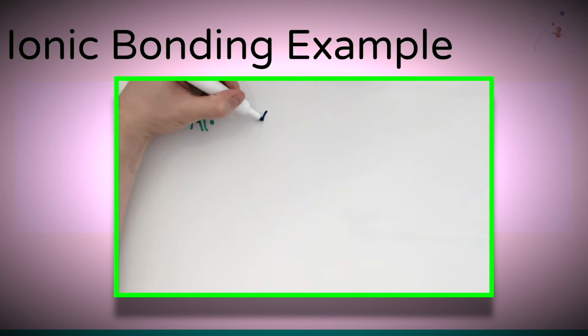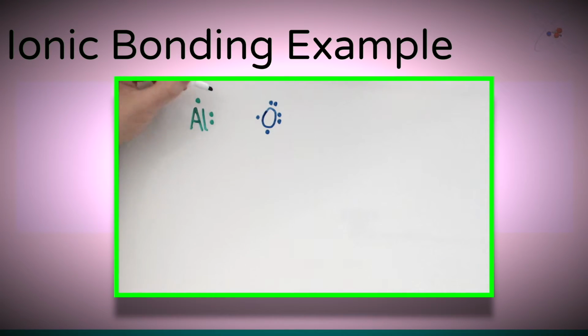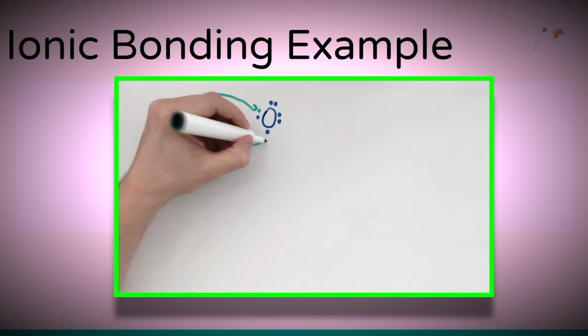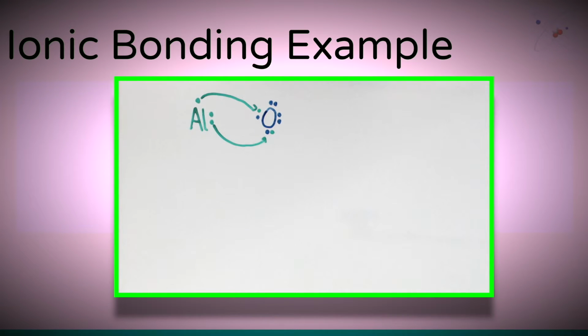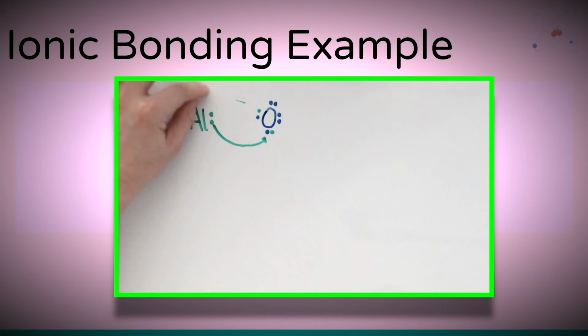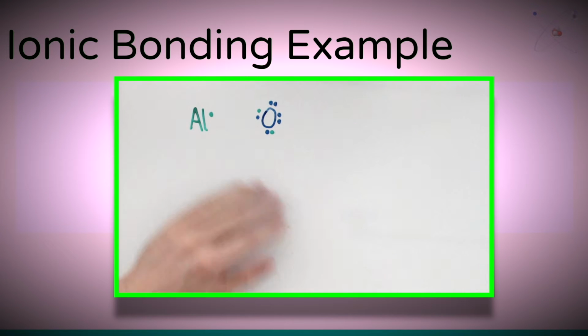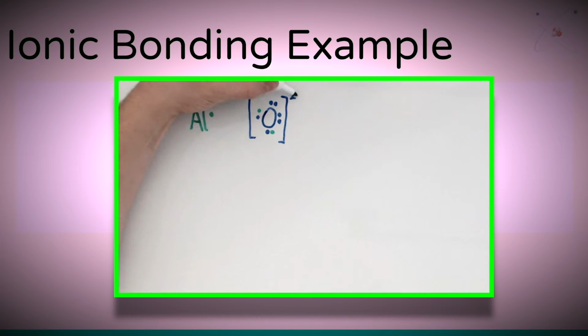Let's see how aluminum would react with oxygen. The aluminum is willing to give up its 3 valence electrons to have a filled shell. Oxygen is willing to gain 2 of those electrons to have a filled valence shell. Aluminum still has that 1 valence electron that it wants to lose.